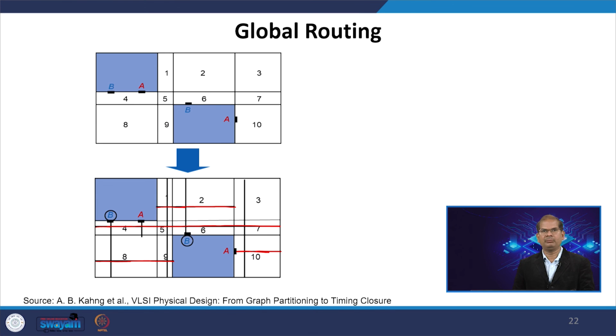So, this is the final routing, or the global routing, in the final layout for the nets A and B.